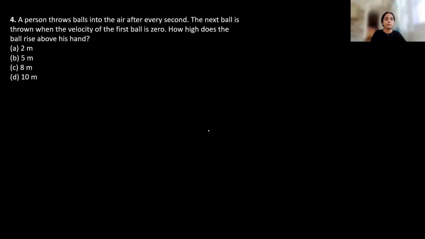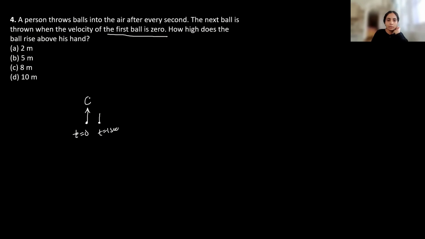ओके. Now let us move to this one. A person throws ball into air after every second. The next ball is thrown when the velocity of first ball is 0. So हर सेकंड में बॉल को फेंका जा रहा है. So at t equal to 0, first ball is thrown. At t equal to 1 second, next ball is thrown. Done it. And it is said that the next ball is thrown when the velocity of first ball is 0.